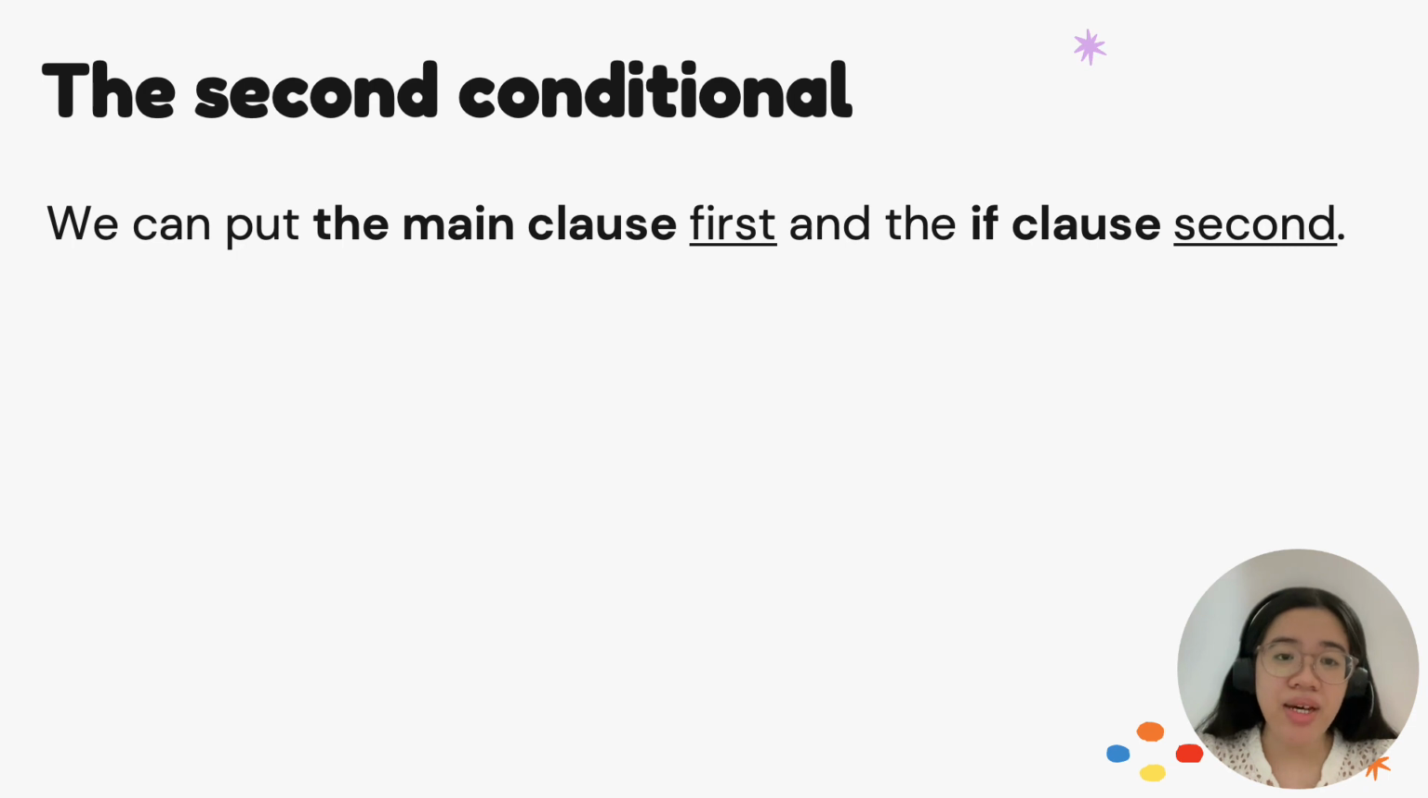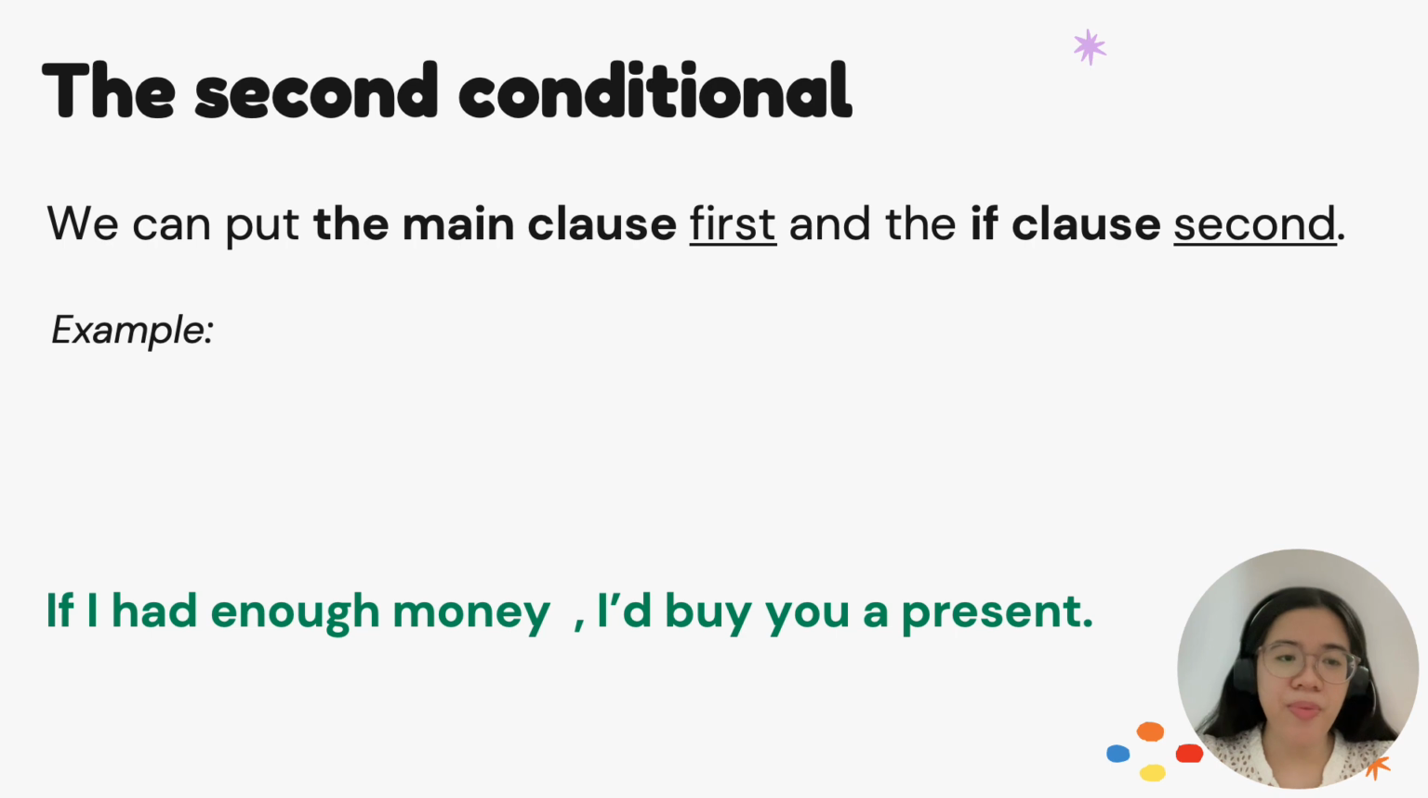We can put the main clause first and the if clause second. Okay, so for example, các em nhìn ở câu này thì đây là một câu if loại 2 thông thường. Chúng ta sẽ sử dụng if đứng đầu câu và theo sau đó là if clause. Và chúng ta sẽ có một cái dấu phẩy ở đây và tiếp sau đó là main clause.